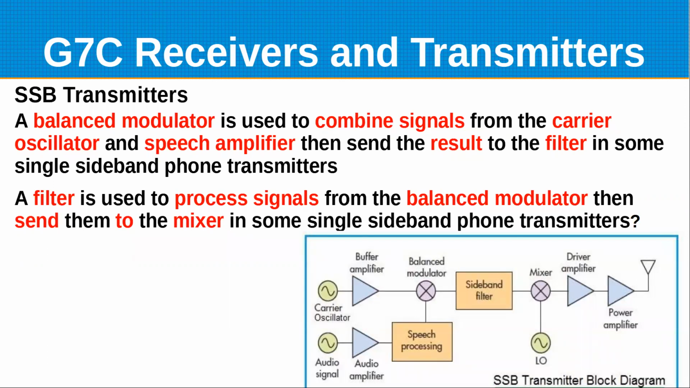You run that through a filter. Whether you're going to be upper sideband or lower sideband, you're going to filter out the one you don't want and only let through, in this case, the upper sideband. Now that I've got that, I'm going to mix it with this other local oscillator to shift its frequency, and then it goes to the power stage, and that's what you transmit. So you're only going to send out one sideband, no carrier, no lower or opposite sideband.